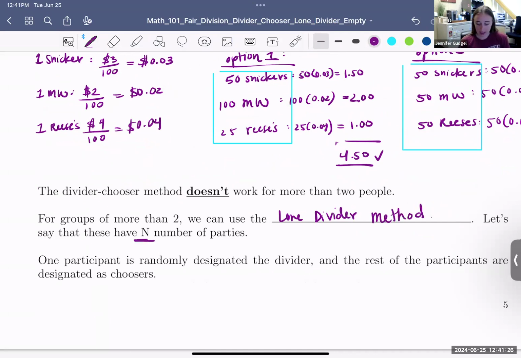So let's say we have n number of parties, right? It's not going to be divided by 2 when we're finding a fair share here. We have one person who is randomly assigned as the divider, and they split the piece into n pieces. And then we have everyone else that are designated as choosers. And there's going to be this pecking order as we go through it. In fact, in the same video, I'm going to go ahead and start to go through the steps, and then we'll do examples in a different video.